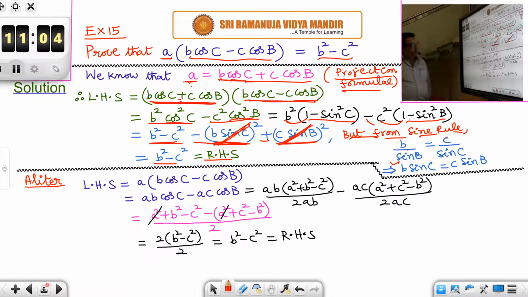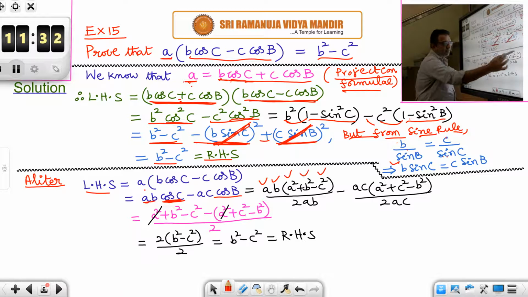Next, alternative method. Take the LHS, a into (b cos c minus c cos b), expand it: ab cos c minus ac cos b. Now use the cosine rule for cos c and cos b. Cos c, what is the formula? AB I will write as it is, but in place of cos c, the formula is (a square plus b square minus c square) by 2ab. You will get minus c square at the end. That is the formula for cos c.